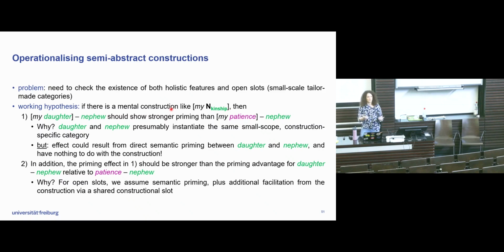It's just semantic links. And then we thought, okay, then we need an additional condition. This condition is that the priming effect that we find should be stronger than the priming advantage between daughter and nephew relative to patients and nephew. So the priming effect that we expect within the construction should be even stronger than semantic priming that we can separately establish. There should be an additional effect, and this additional priming effect, if it exists, should come from the construction, by virtue of sharing a constructional slot.